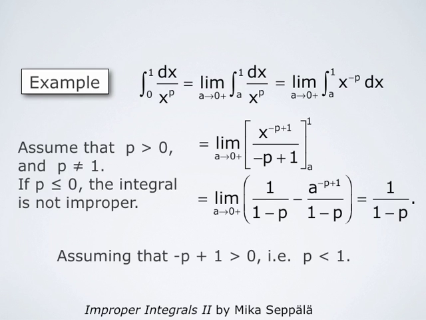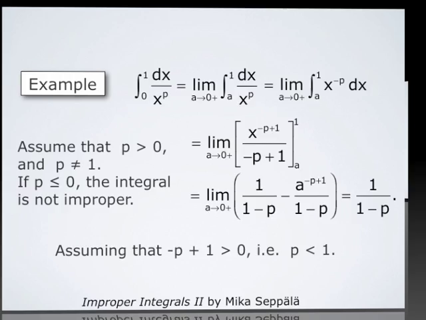So this has the finite limit 1 divided by 1 minus p, assuming that the power of a, that is negative p plus 1, is positive. And this means that p is less than 1. So if p is less than 1, the integral from 0 to 1 dx divided by x to the power p converges. Its value is 1 divided by 1 minus p. And if p is 1 or greater, that integral diverges.